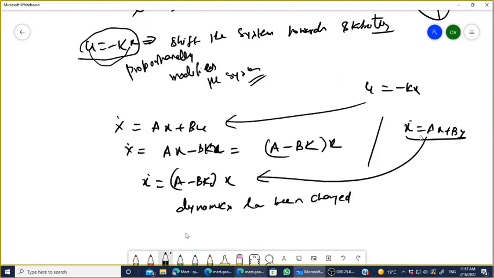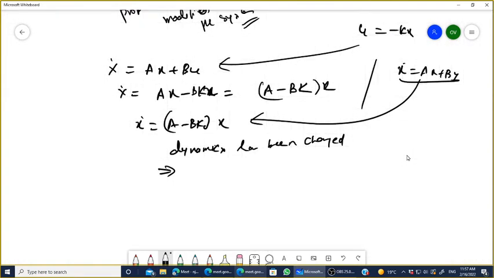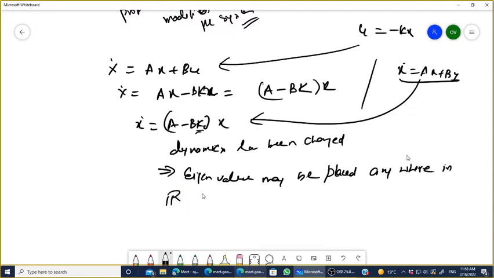Yes or no? It means you can steer or drive your eigenvalue by choosing the value of k as per your desire. Yes or no? So the eigenvalue may be placed anywhere in the R plane, in this space, by supplying sensor based feedback.